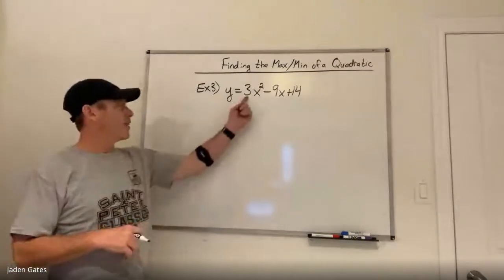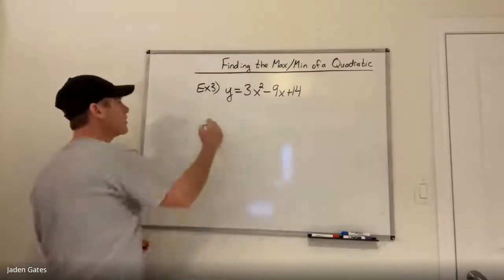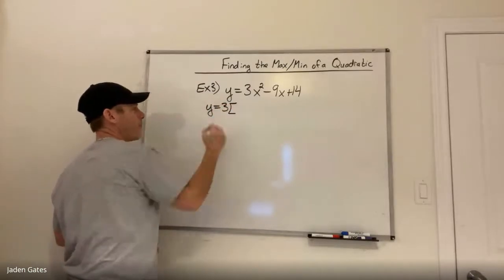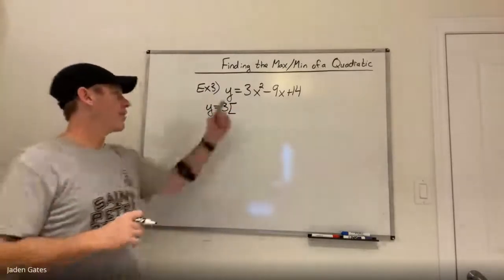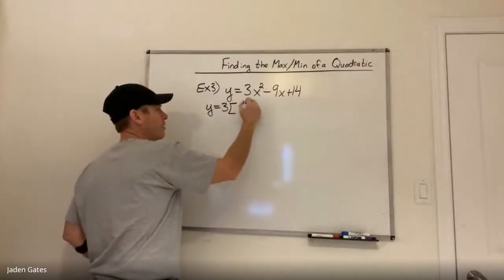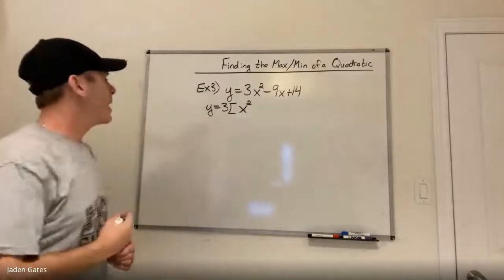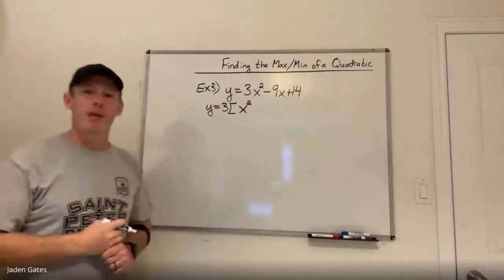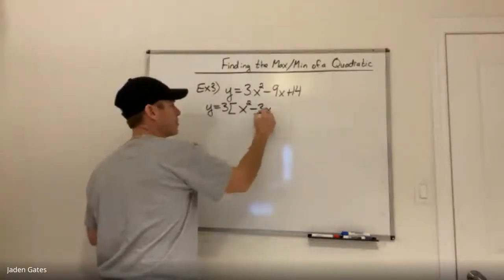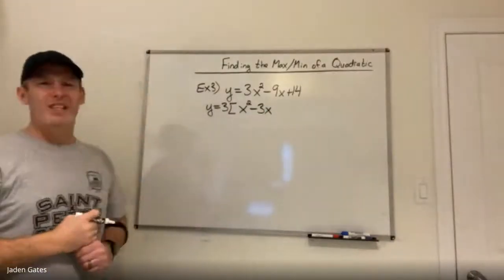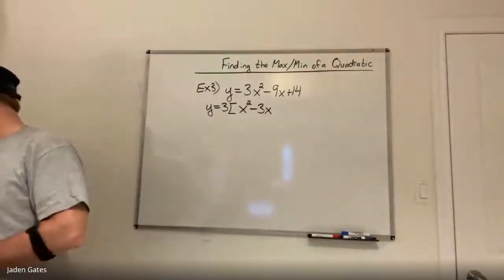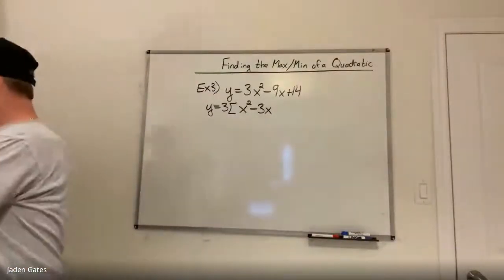But again, I have a number other than 1 in front of my x squared, and so I have to factor out that 3. All right, so again, that means divide every single term by 3. Well, 3x squared divided by 3 is just x squared. All right, negative 9x divided by 3. Negative 9 divided by 3 is negative 3, and this is our x term here we're talking about. And then 14 divided by 3. That's got to be a decimal. And in fact, it is, I don't have my calculator here.